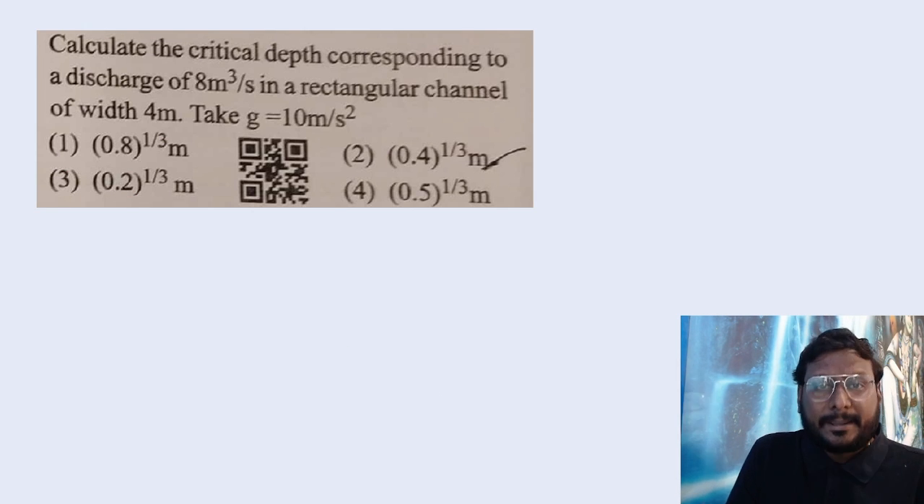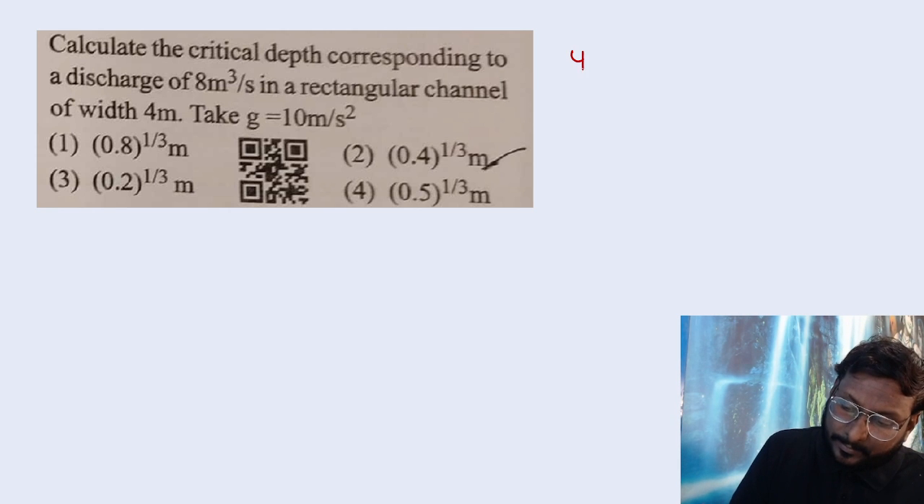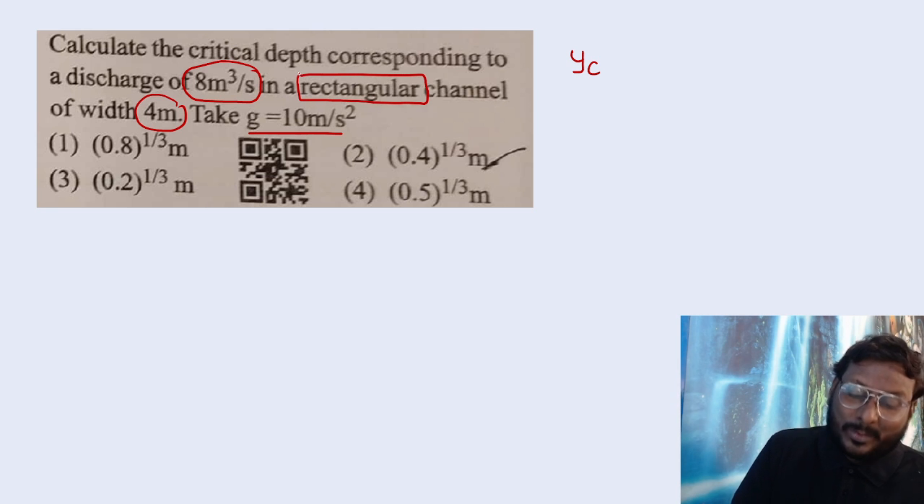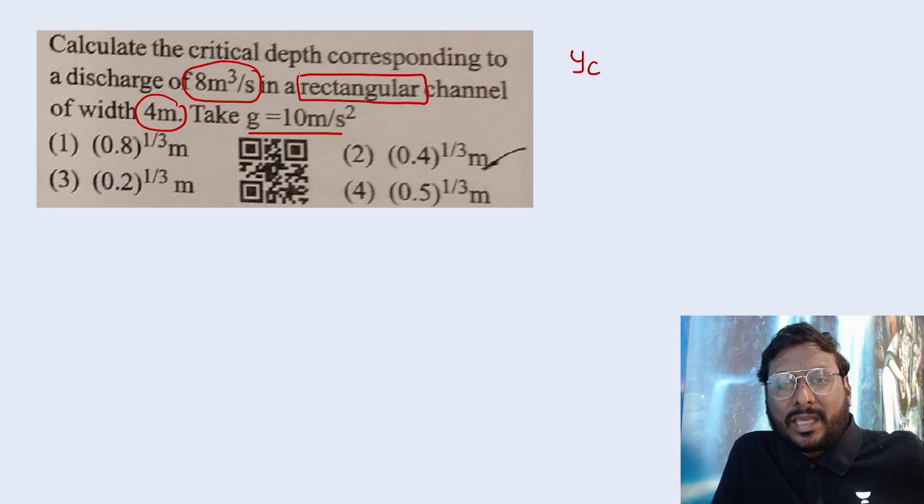Calculate the critical depth, YC, corresponding to discharge of 8 meter cube per second, width 4 meter, take g as 10. So very important, what is the channel? This is the most repeated question in GATE exam also. We have given star marks in the class.